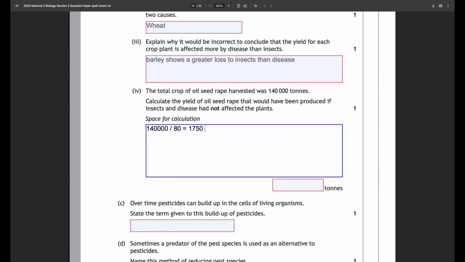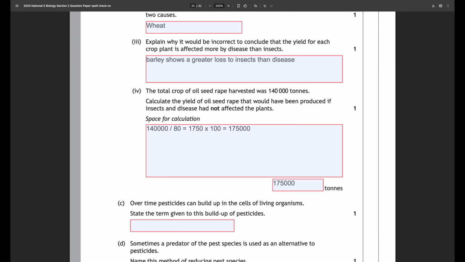Now, we're wanting to imagine there's been no loss. So if there's no loss, that would be 100%. So we're then going to times that 1,750 by 100, and we're going to get 175,000. Okay, and that would be the amount that we would have if there was no loss there.